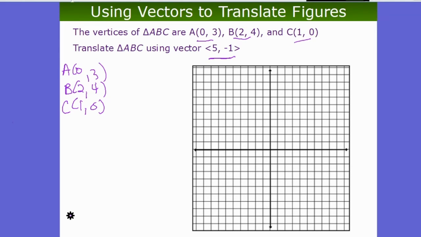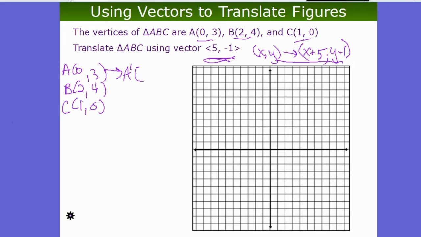This is the same as having a rule that says for each (x, y), transform it by starting at x, and in this case, I'm moving right 5, so you add 5, and then your y, you're going to subtract 1 and go down 1 from that y. These are equivalent ways of saying the same thing. So this is a little bit shorter.